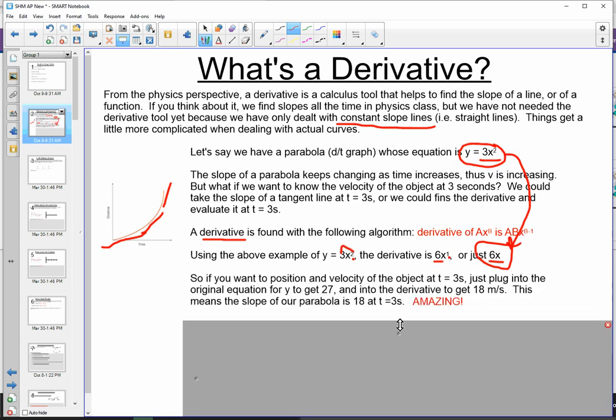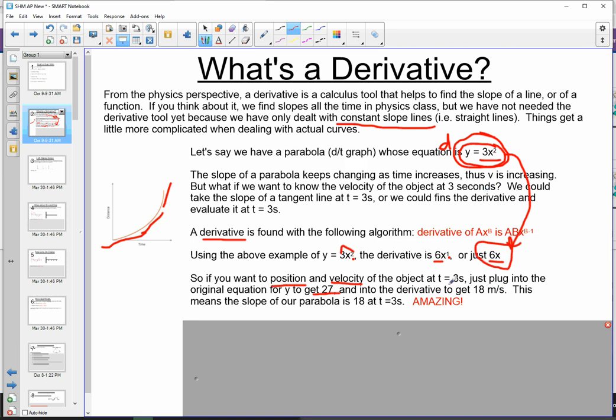Now, what does that do for us? It's actually quite amazing. If you wanted to know, in this previous example, where is the object at 3 seconds and how fast is it moving, to answer the question, where is it, you would go to the original position, or the d function. We could have called this d just as easily as y, which is 3x squared, so you could plug in 3 seconds there. So 3 squared is 9 times 3 is 27. You can see the particle would be at 27 units, or hopefully meters.